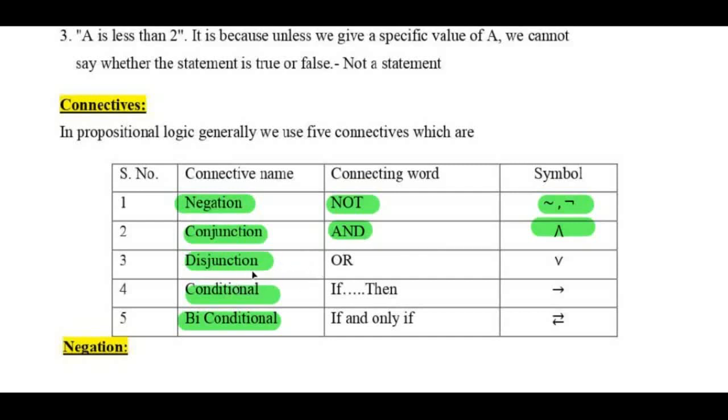Third definition is disjunction. Disjunction means the connecting word is or. So this is the disjunction symbol. Fourth one is conditional. Conditional connective is if then. The connecting word is if then. For example, if today is Monday, then tomorrow is Tuesday. So if then is the conditional connective, and this is the conditional connective symbol. Last one is biconditional. Biconditional is the connecting word if and only if, and this is the if and only if symbol.